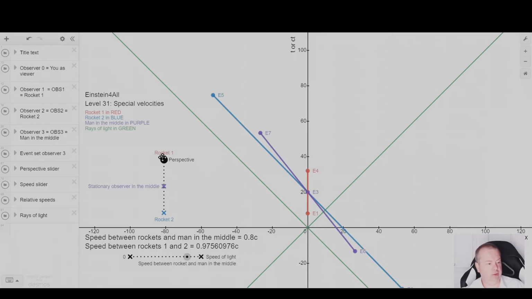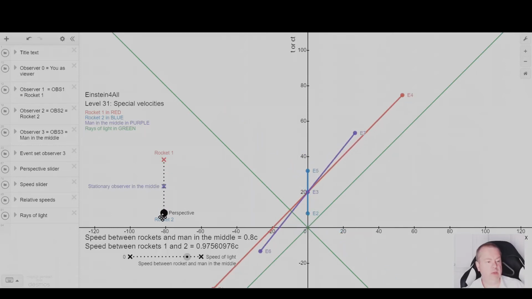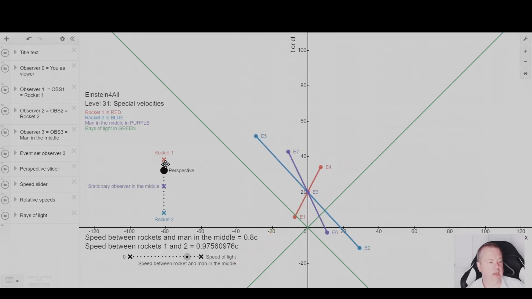You can also change the perspective to rocket number 2, and then it looks like this. You see all other stuff going in this animation as well. You see time dilation, you will see length contraction, but I did whole levels on those, so I'm just going to skip over that part. But this is an easy way to play with it, and the other thing makes you play with the speed.